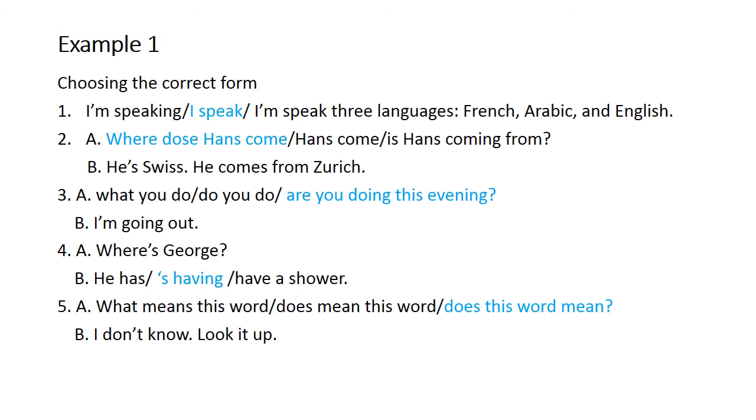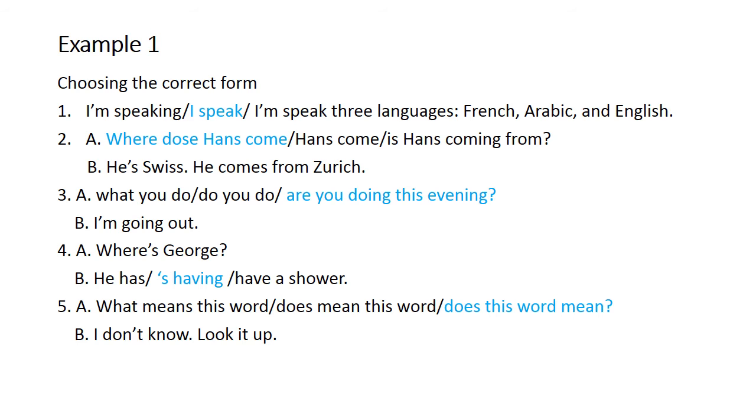The correct one is A. We can say, where does Hans come from? And we can answer, he is Swiss. He comes from Zurich. Number 3: What you do? Or we can say, what do you do? Or what are you doing this evening? The blue one is the correct one: what are you doing this evening? The answer: I'm going out.